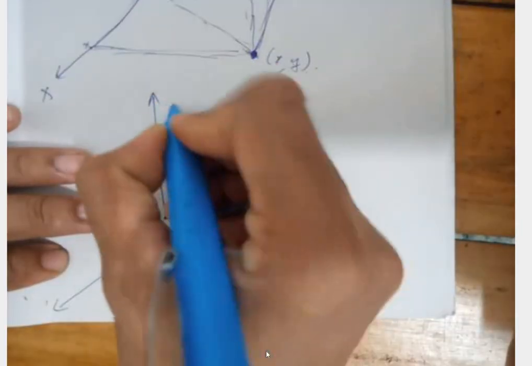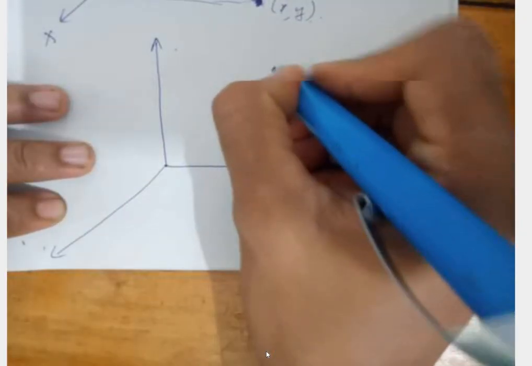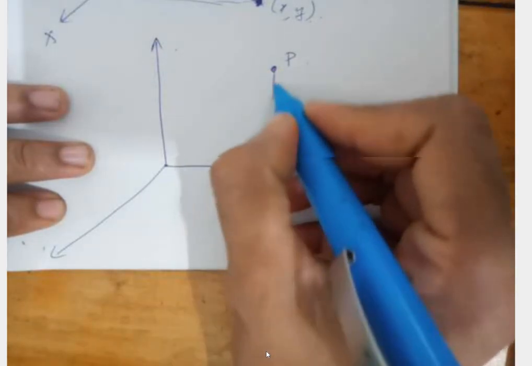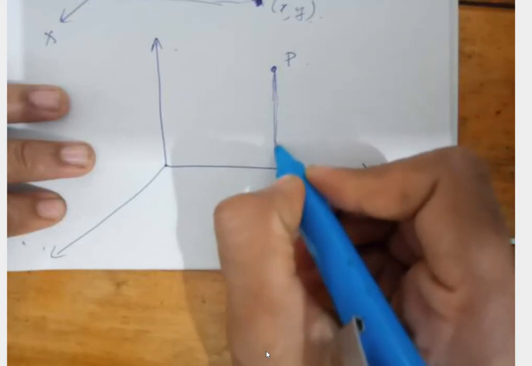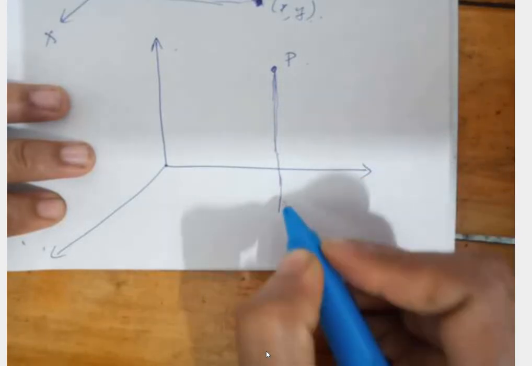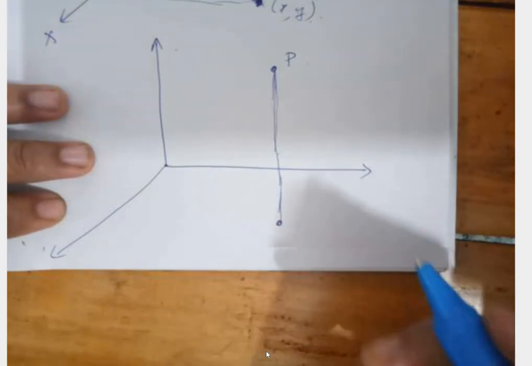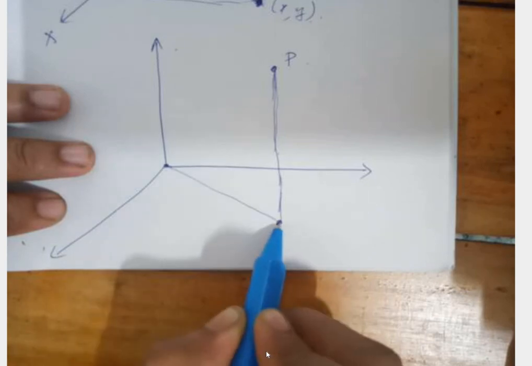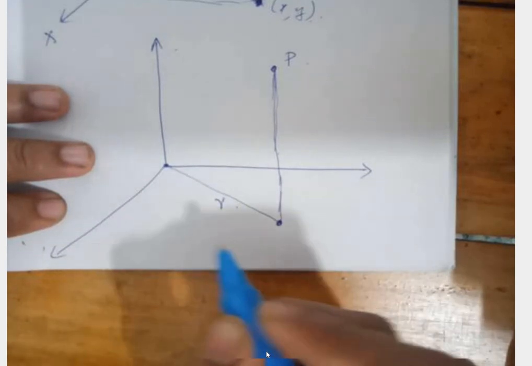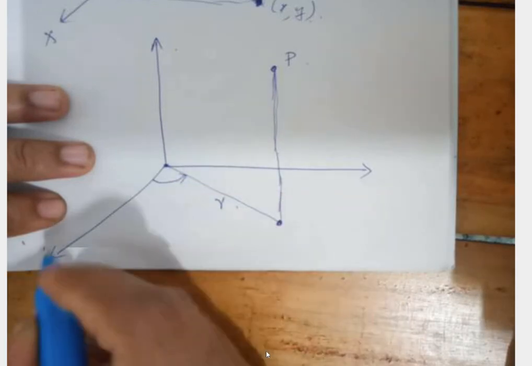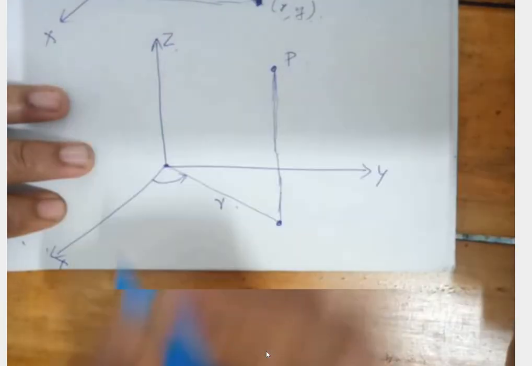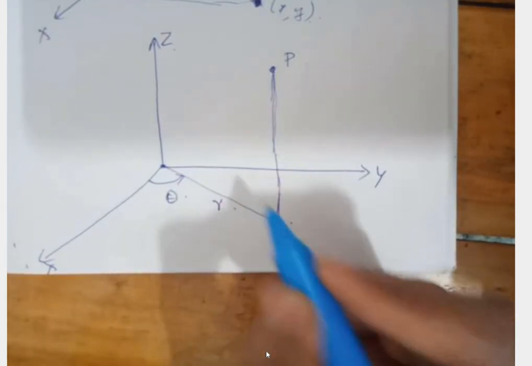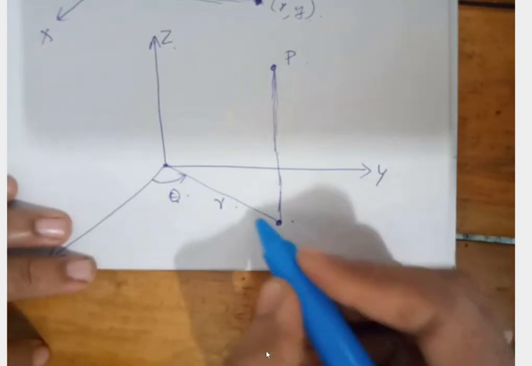This is the point P. Right? Then when it falls down, suppose it reaches this point. How can you find out this polar coordinate? Find the distance from this point to this point. This is actually r. And find the angle from the x-axis. Angle from this point to this line. Right? So this is theta. So this point representation is r, theta.